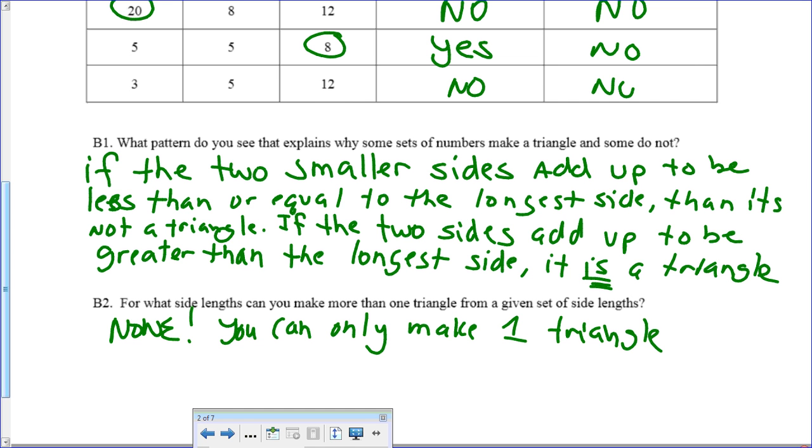That was a lot. So that pattern, again: if the two smaller sides add up to be bigger than the longest side, you can make a triangle out of those sides. If it's less than or equal to, you cannot make a triangle, unless you cheated and you bent them or you did whatever you could to make it work. Okay?